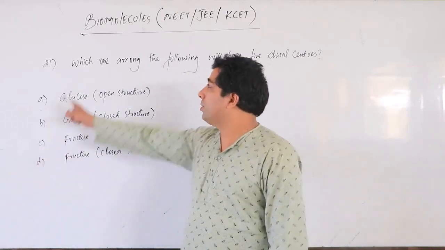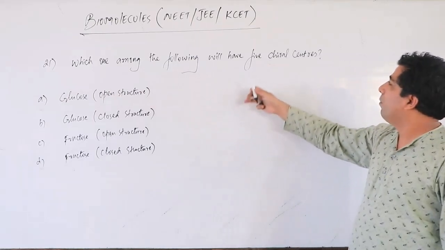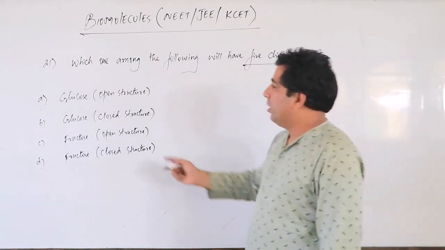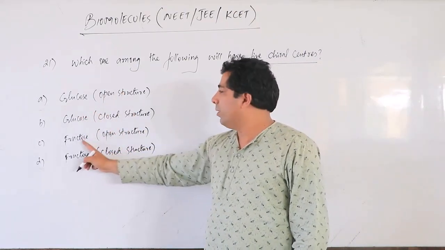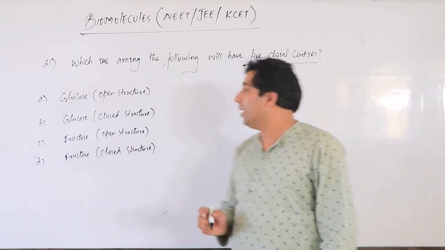So we'll be with question number 21. Which one among the following will have 5 chiral centers? A very easy question. The glucose with open structure, the glucose with closed structure, fructose open structure and fructose closed structure. So let us have a look.